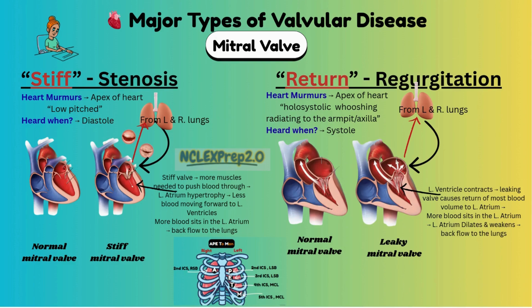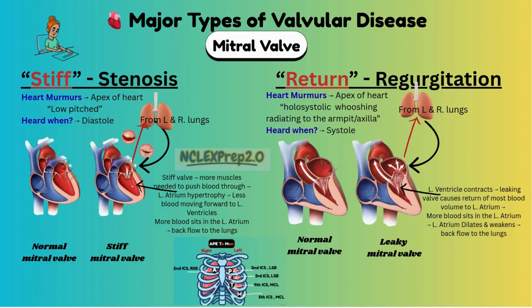Let's now focus on the major types of valvular disease and how they present, the types of murmurs and location where they are best heard, and the complications. Let's start with the mitral valve. Where is the mitral valve located? At the apex of the heart, between the left atrium and the left ventricle.